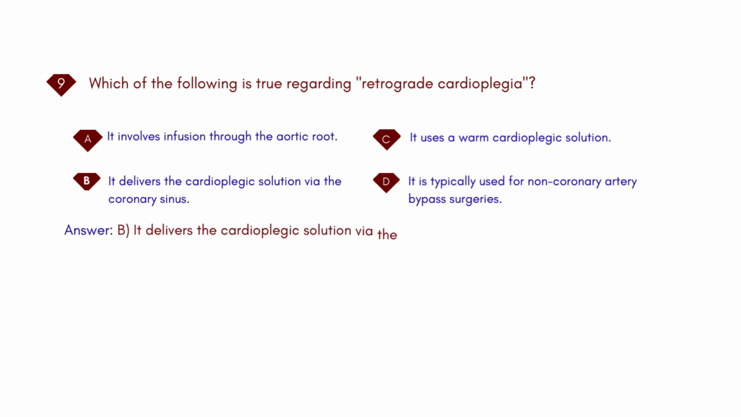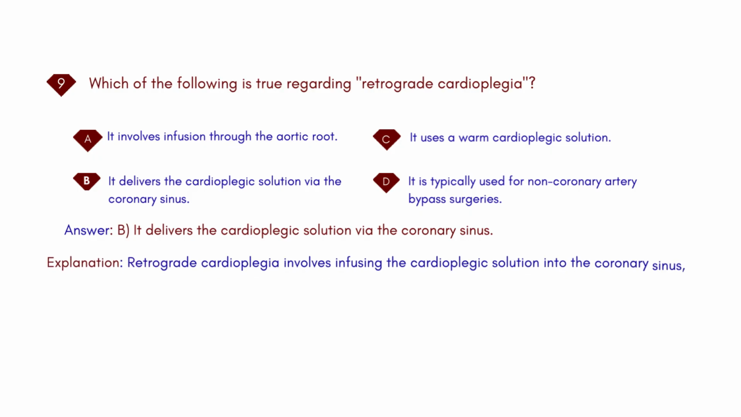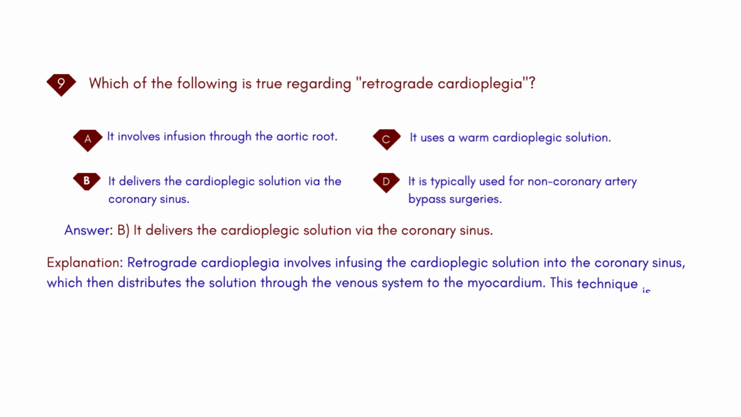Answer: B. It delivers the cardioplegic solution via the coronary sinus. Explanation: Retrograde cardioplegia involves infusing the cardioplegic solution into the coronary sinus, which then distributes the solution through the venous system to the myocardium. This technique is commonly used when antegrade cardioplegia is not feasible.